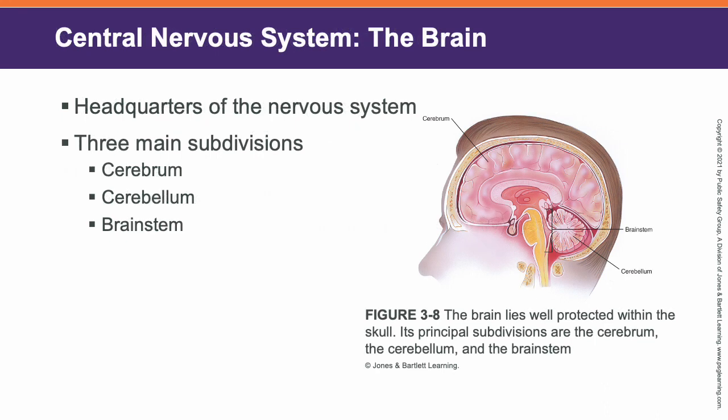So the central nervous system is like the headquarters of your nervous system. It's basically your brain. There are three main subdivisions in your brain. You have your cerebrum, your cerebellum, and your brainstem.